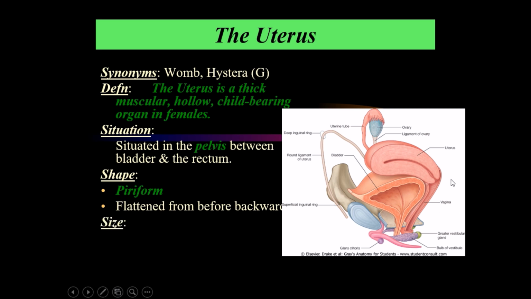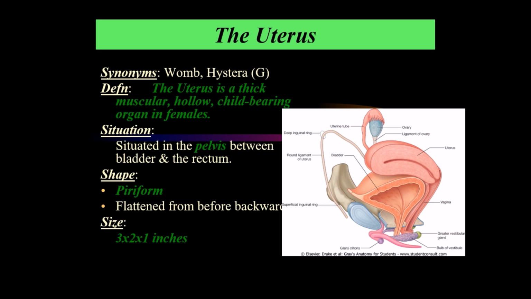The size of this uterus is almost 3 inches by 2 inches by 1 inch. That is, the length is almost 3 inches, the breadth is almost 2 inches, and the thickness is almost 1 inch. So it is 3 into 2 into 1 in inches. It's very small, just 3 inches in length in the non-pregnant uterus, and you should remember this.